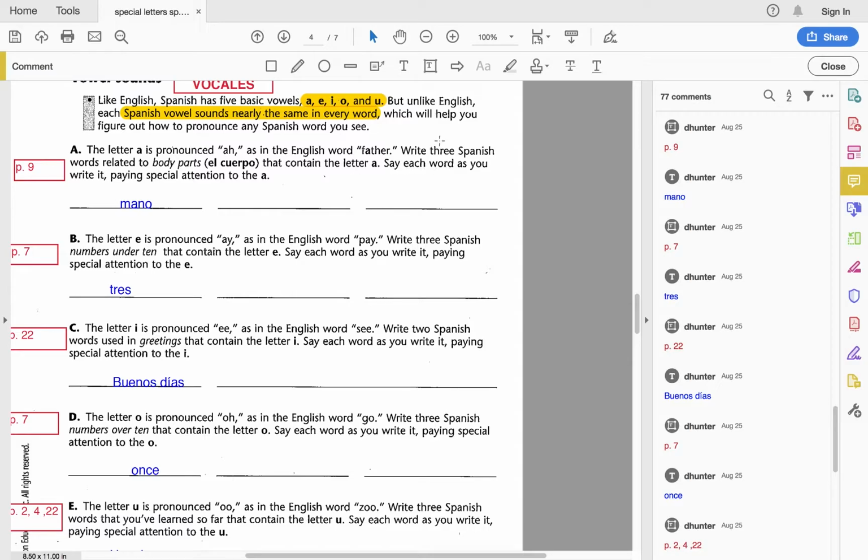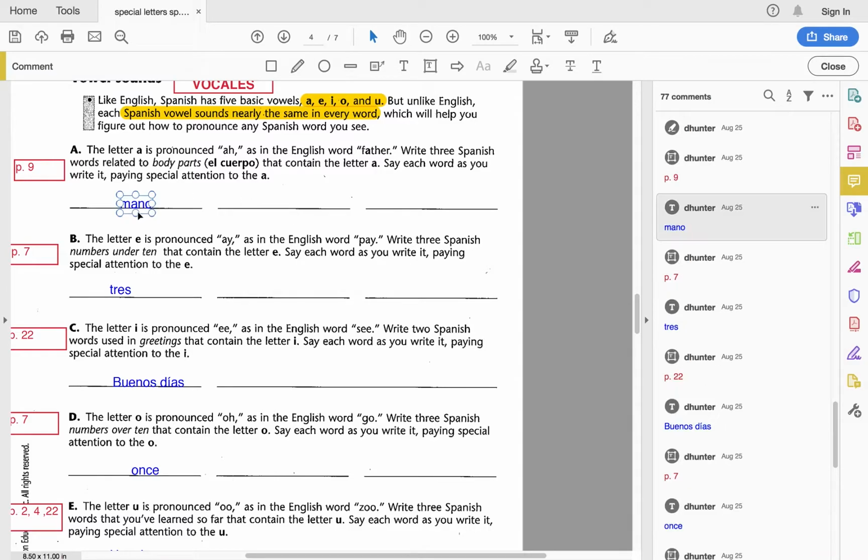It says here, write 3 Spanish words related to body parts. Body parts can be found on page 9. So when you're released into your practice, use that page number to fill this in. I'll give you an example. I'd love if you use a different example or 3 different examples than mine. But if you're having trouble, use mano. Let's say this word together, mano. La mano. La mano is the hand. That's the part of the body that's involved. When it says body parts, it says el cuerpo. El cuerpo is the body.